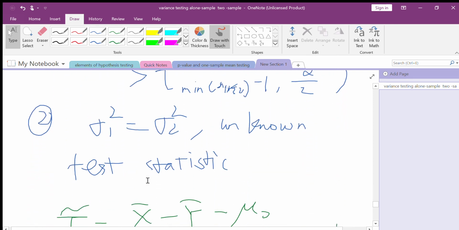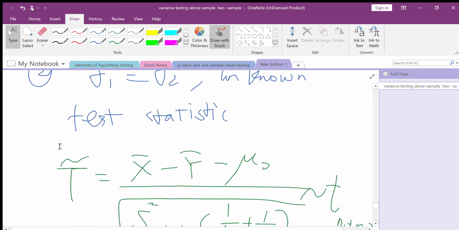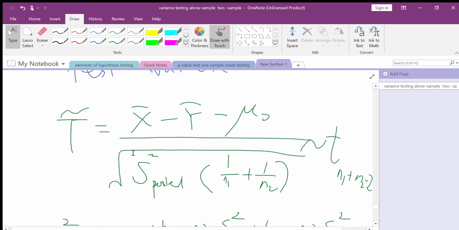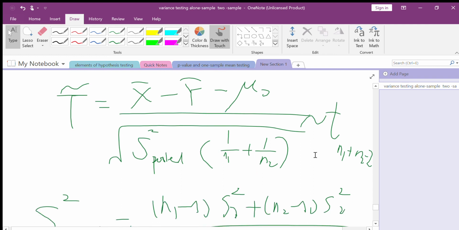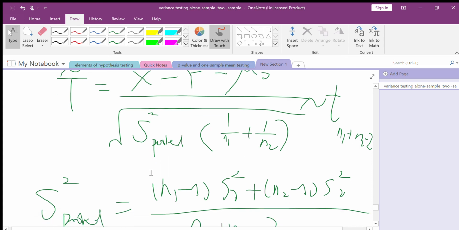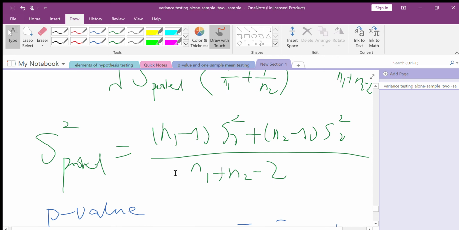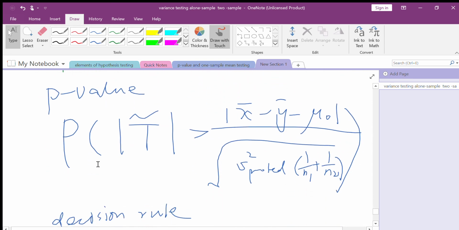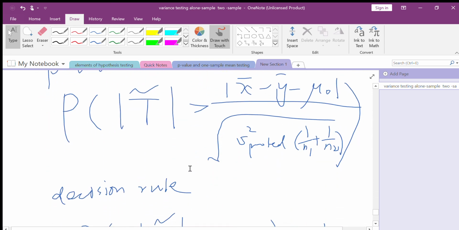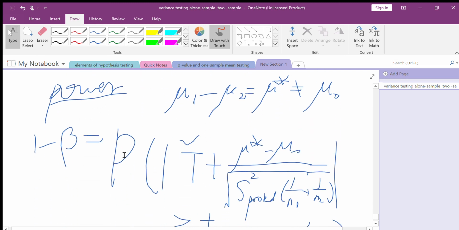The second scenario is sigma 1 squared equals sigma 2 squared, but also unknown. The test statistic is T tilde: x bar minus y bar minus mu null, divided by the square root of S pooled squared times 1 over n1 plus 1 over n2, following a T distribution with degrees of freedom n1 plus n2 minus 2. S pooled is defined in the following way, and we introduced how to compute the p-value, decision rule, and power in this case.